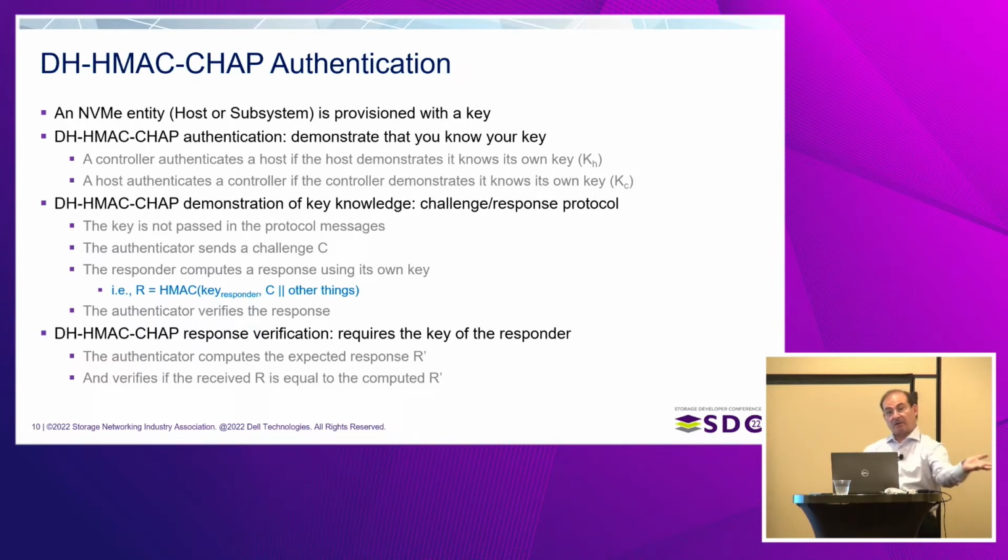The authenticator receives this response and verifies it. So how does the authenticator verify this response? It needs to know the key of the responder. And so the authenticator computes the expected response, R prime. This is what I expect: when I send you this challenge, I'm expecting you to give me this response. If you give that response, it means you really are who you claim to be. It means you know your key. If you give a different response, authentication has failed. That's the way in which the protocol works.